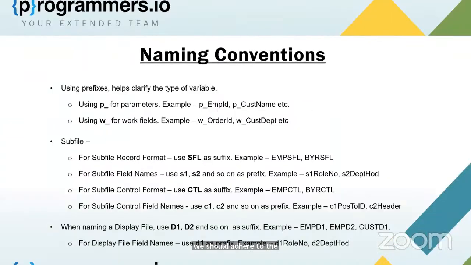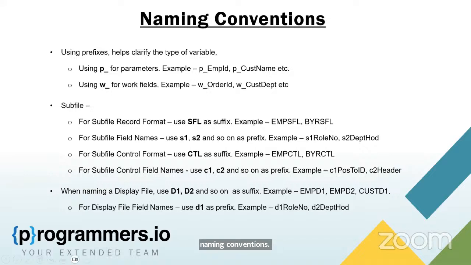Then, using prefixes can help to clarify the type of the variable we are using in our programs. So when we are using parameters, we can keep the prefix p underscore so that we can differentiate whether it's a parameter or a variable being used in the program. Such as here, we can see that this employee ID and customer name we will be using as parameters. So we have used a prefix p underscore.